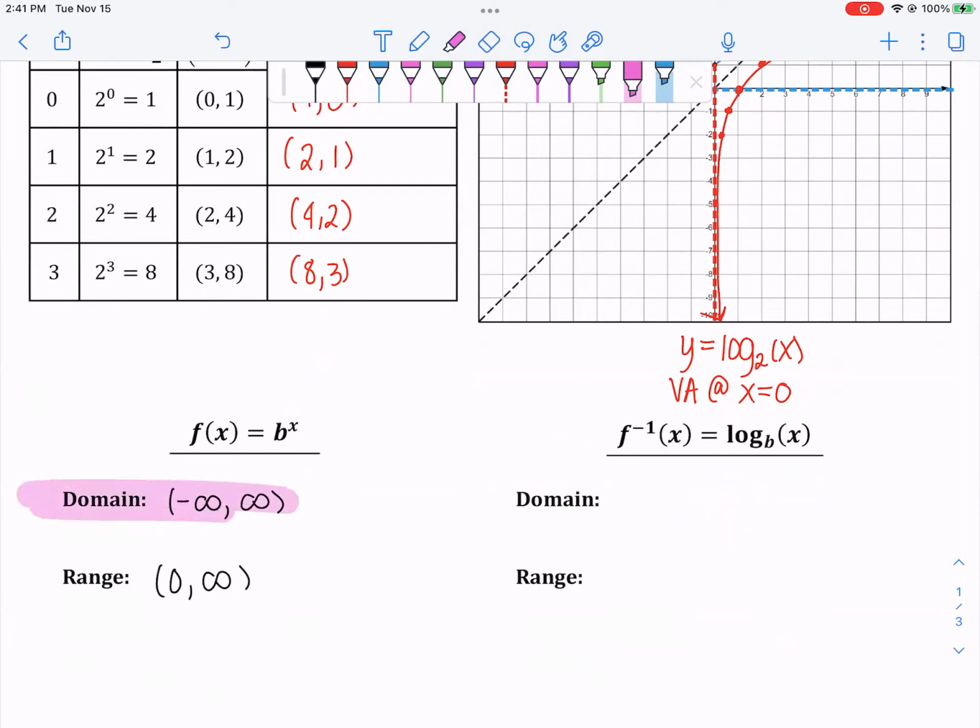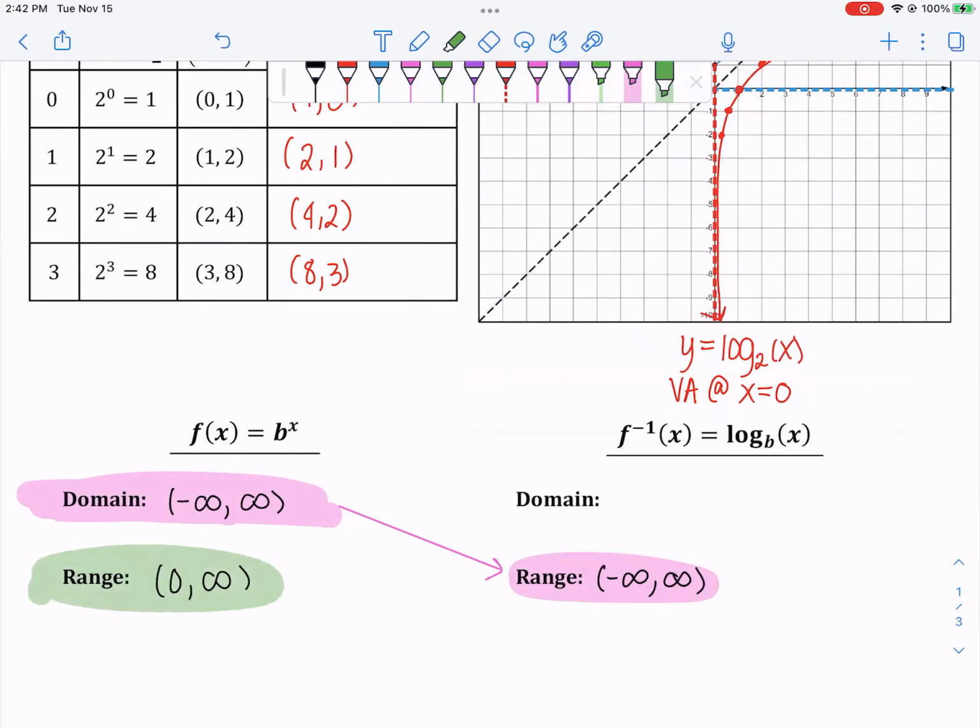Now, if we flippity-flop those for our logarithmic function, the domain of the exponential is the range of the logarithm. So the range of the logarithm is -infinity to infinity. So the y values hit everything. And the range from 0 to infinity is the domain of the logarithm. So the domain of the logarithm is from 0 to infinity.